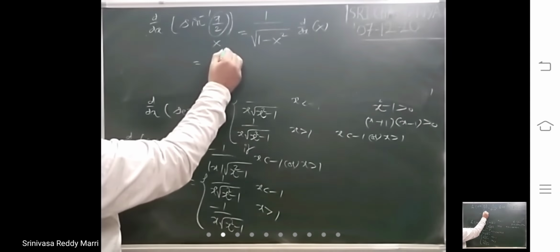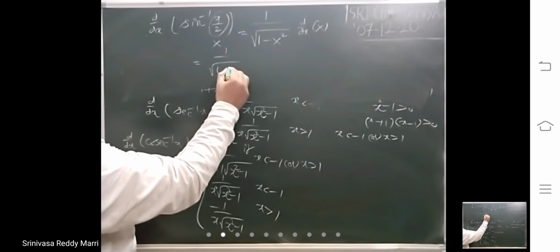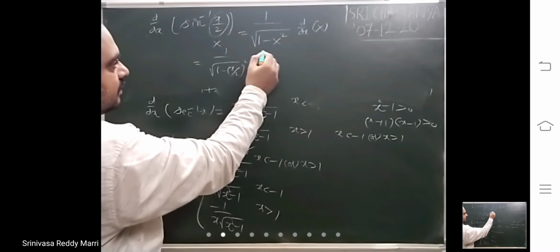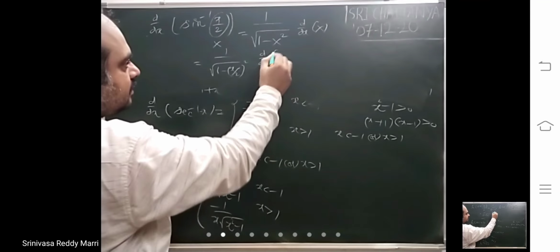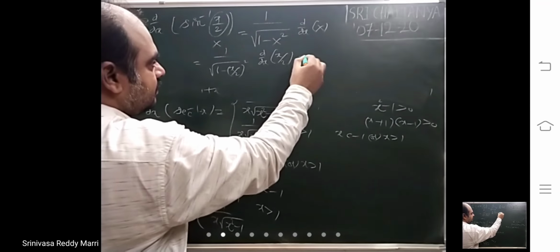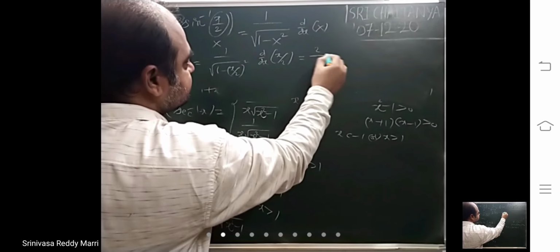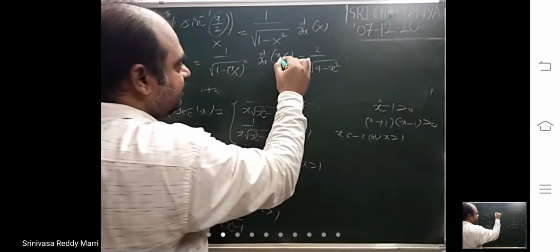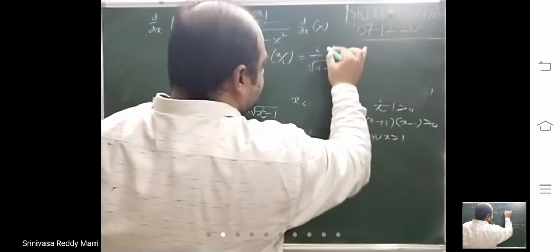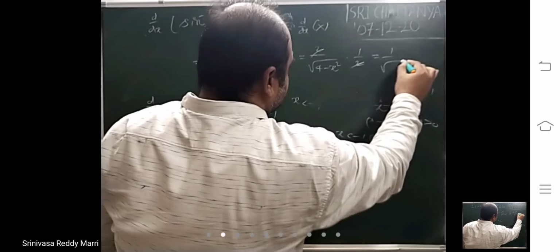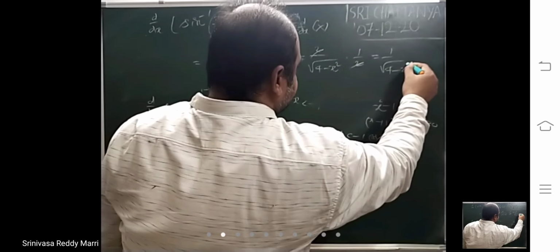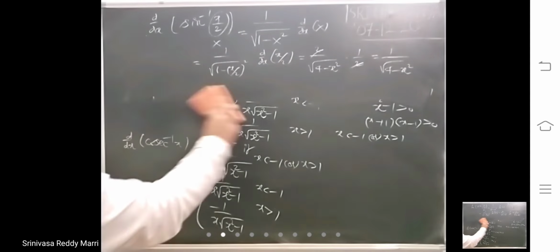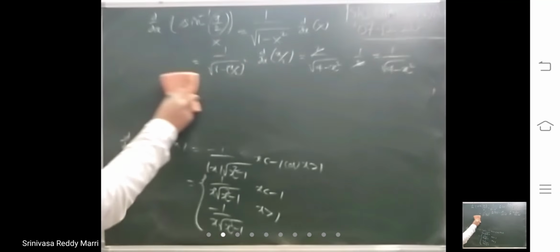So now capital X is what? So that means this is 2 by root of, if you take the LCM, this is what? 1 by 2 into 1. So what is the derivative? The derivative of this is this.